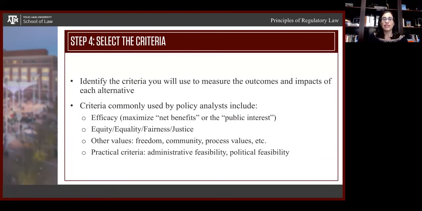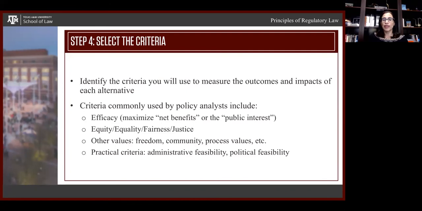The fourth step is selecting the criteria by which you're going to evaluate these alternative options. So how will you measure the outcomes and impacts of each alternative? And some of the criteria that are commonly used by policy analysts include efficacy, so that means maximizing the net benefits, similar to what we discuss in cost-benefit analysis. It could also be maximizing the public interest for something that's not quantifiable or cannot be monetized, expressed in terms of money.